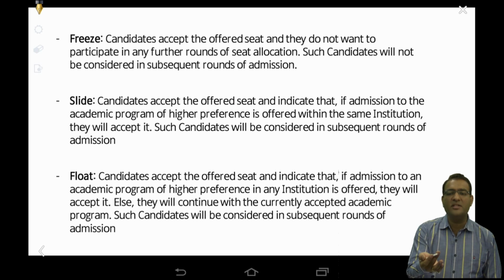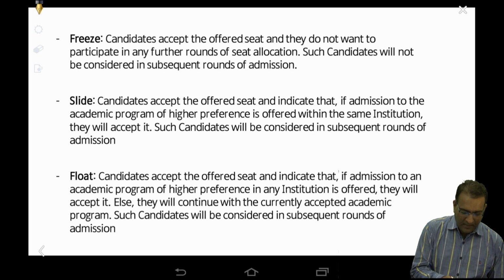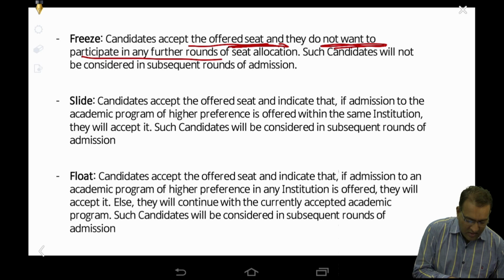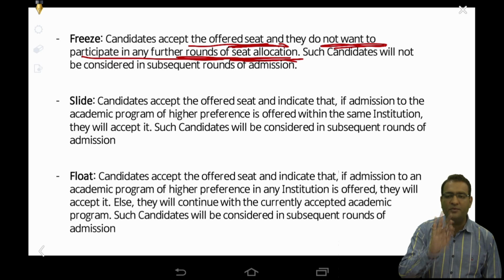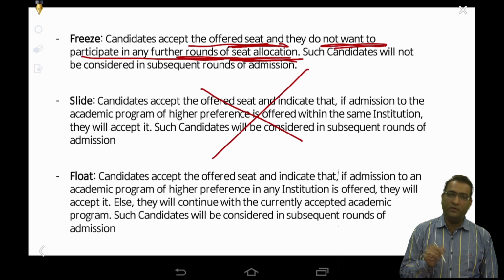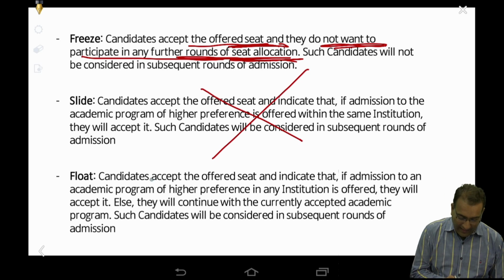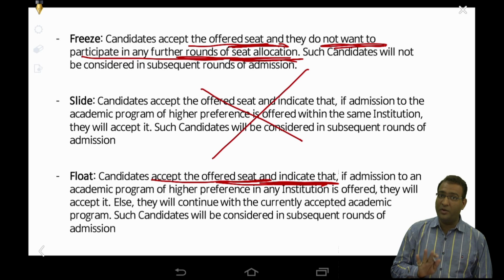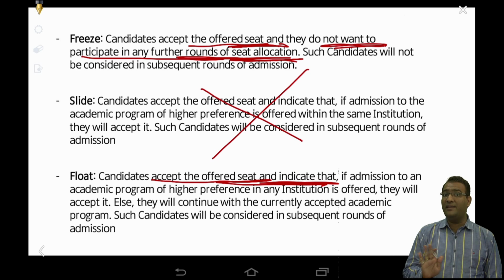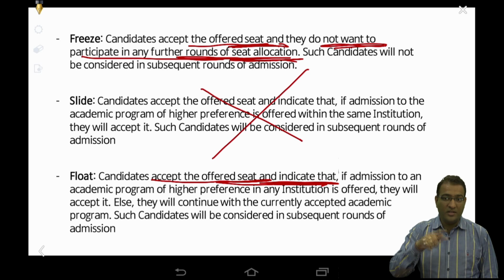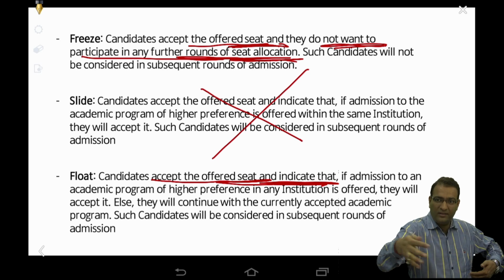A little explanation is already written here, right? I've already explained it, but still just go through this. They accept the offered seat and they do not want to participate in any further rounds, which means freeze. We have discussed that. Slide out of question, float, we have discussed. Accept the offered seat. Please understand, they accept the offered seat. Accept कर रहे हो आप, मतलब आपने cancel नहीं किया. Means your seat is getting blocked in this college right now, right? See how it will impact in the larger sense.